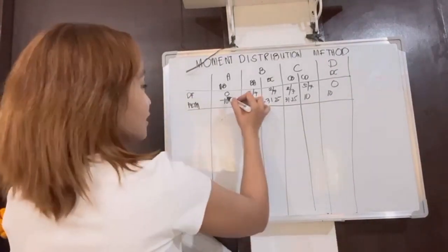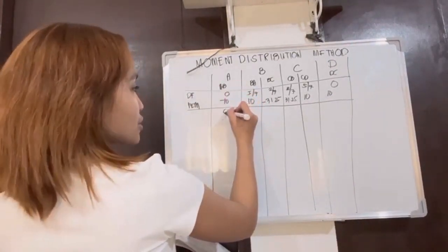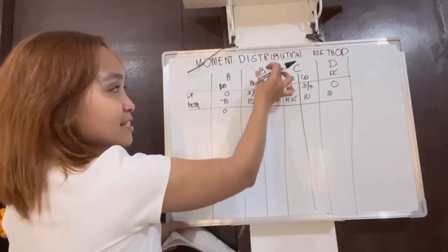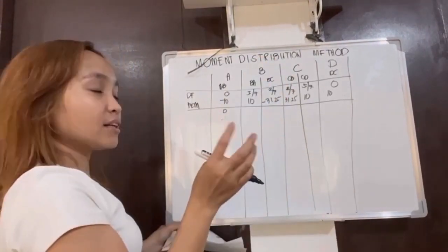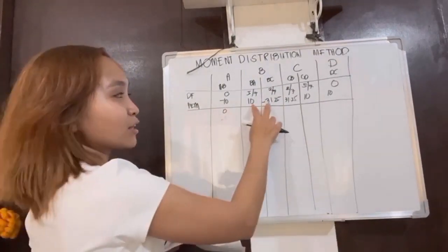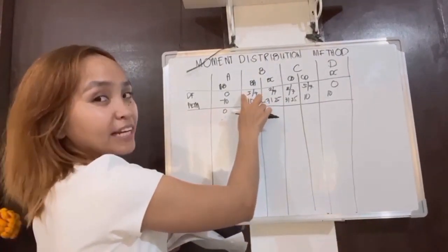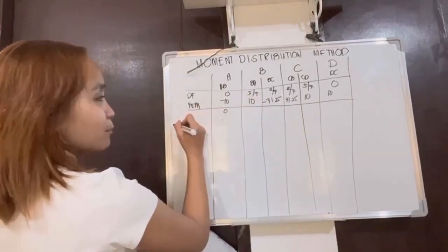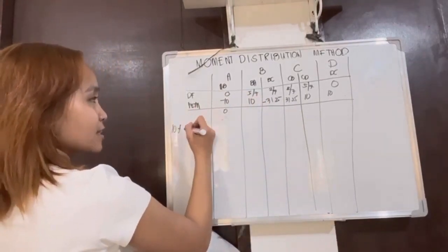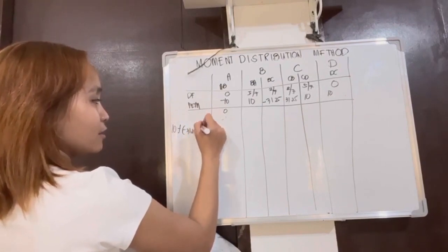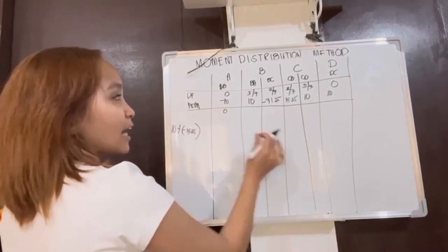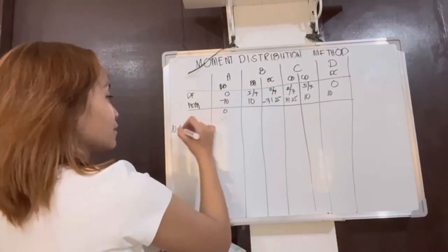So, negative 10 times 0, so 0. So, next is, since it is in the joint at B, the same as the earlier one in the beam, add that, then multiply this by its DF. So, what we get is 10 plus negative 31.25, times the 5/7.